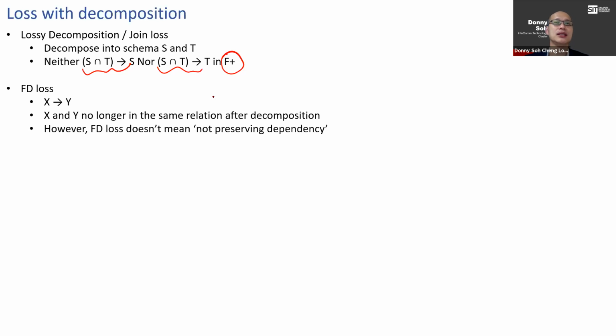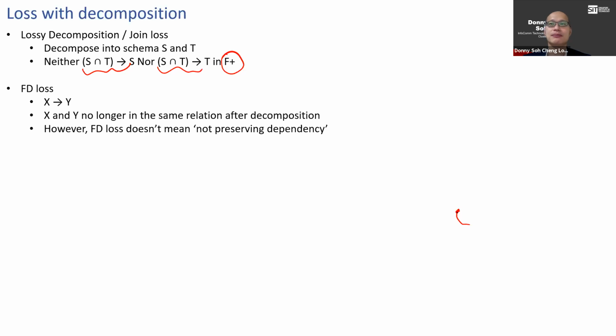Okay, so a more straightforward way to understand this is that it doesn't give me back my original table. Actually, this is just a convoluted way of saying that this does not give me back my original table. So that's all. Lossy decomposition, you can think about it as this does not give me back my original table. Okay, so the other one is FD loss, meaning that if X implies Y, X and Y are no longer in the same relation after decomposition. So this is the definition of a functional dependency loss.